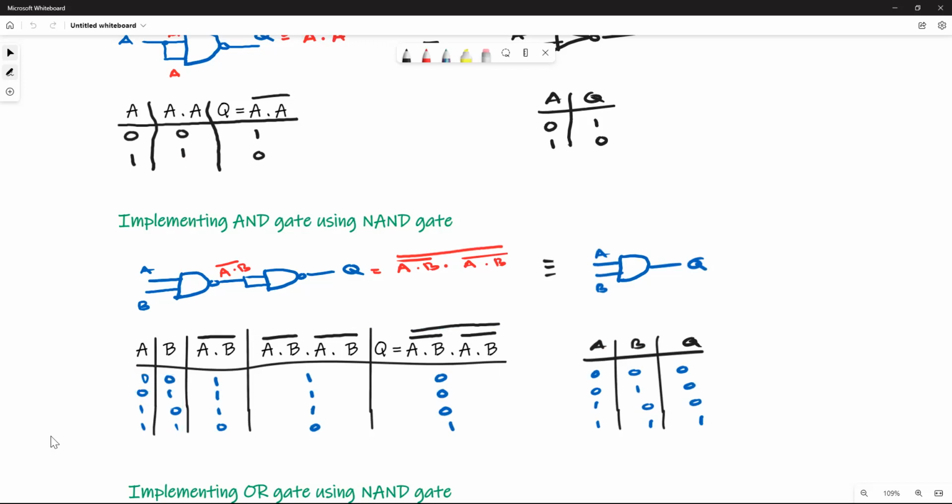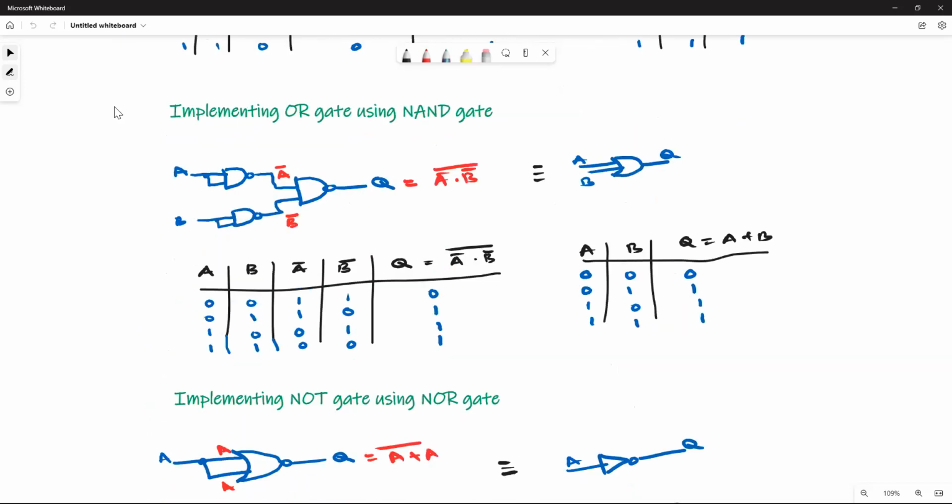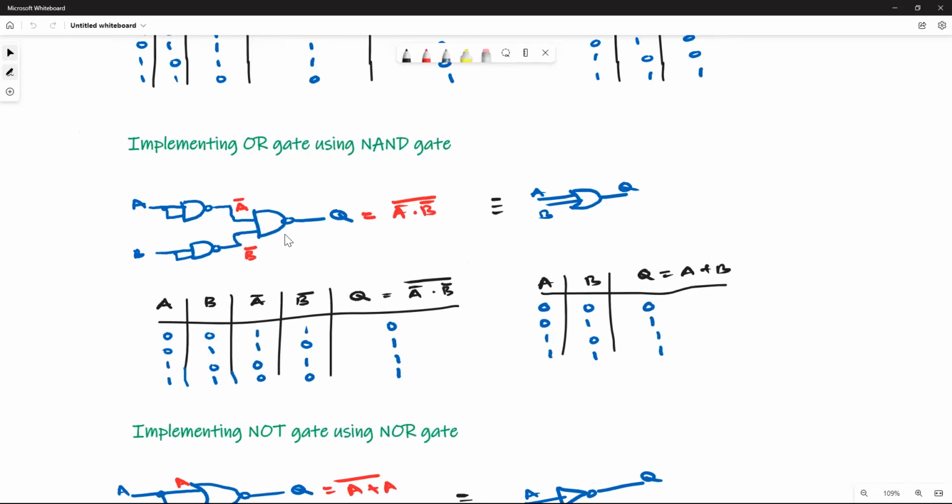Good. Third one, OR gate. To create an OR gate using NAND gates, we need 3 NAND gates. What we do is we provide A bar, B bar to a NAND gate. Now to get the complement of A, we use a NOT gate, which means we take a NAND gate and short circuit it. We get B, again short circuiting, and Q will be A bar dot B bar bar. If you look at the truth table, this is similar to an OR gate.